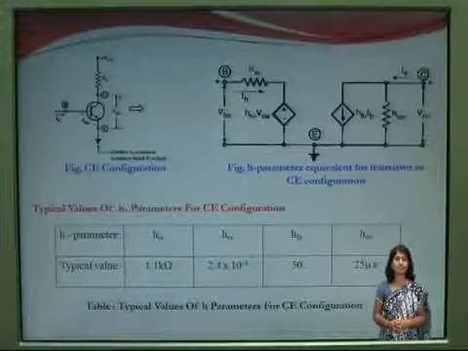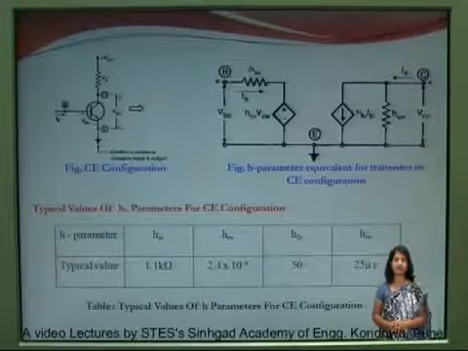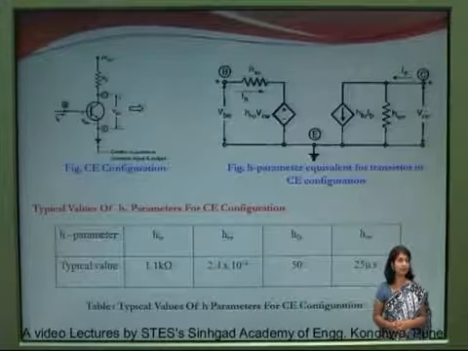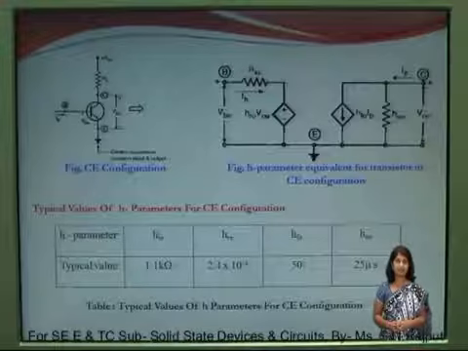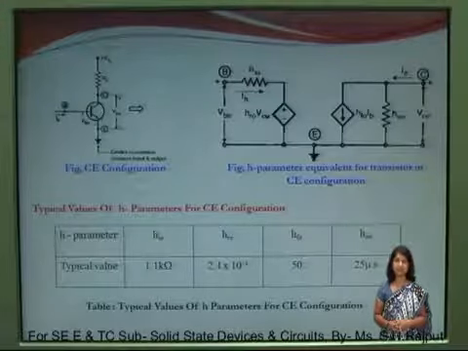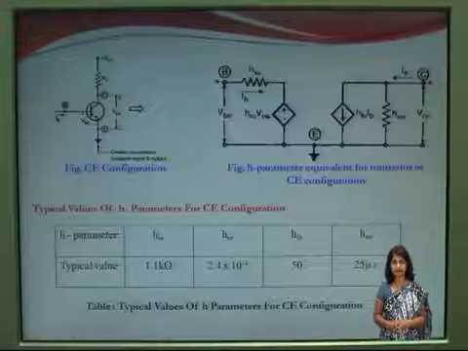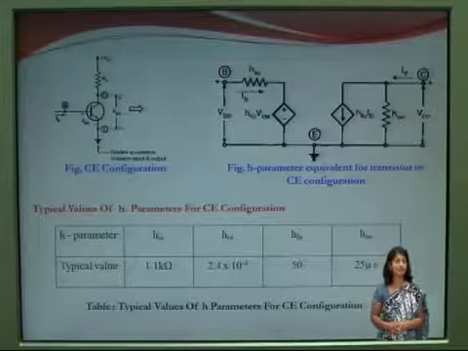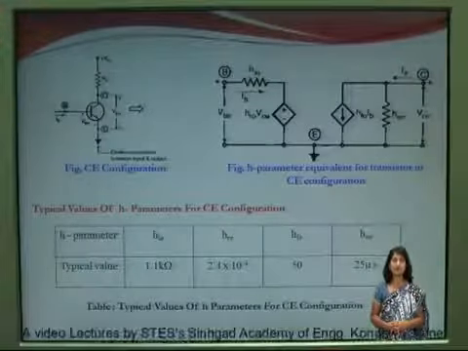The following table shows the typical values of H parameters for CE configuration. The different H parameters are HIE, that is input impedance, HRE, the reverse voltage gain, HFE, that is forward current gain, and HOE, that is output admittance. Let's see the typical values.